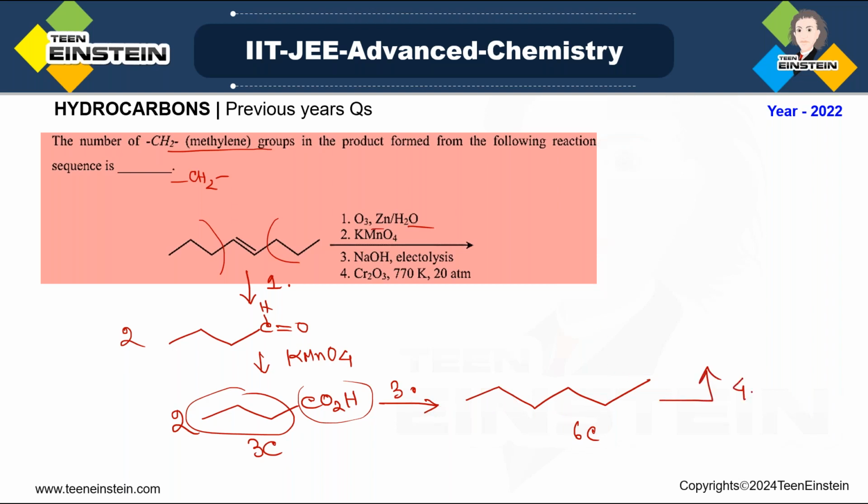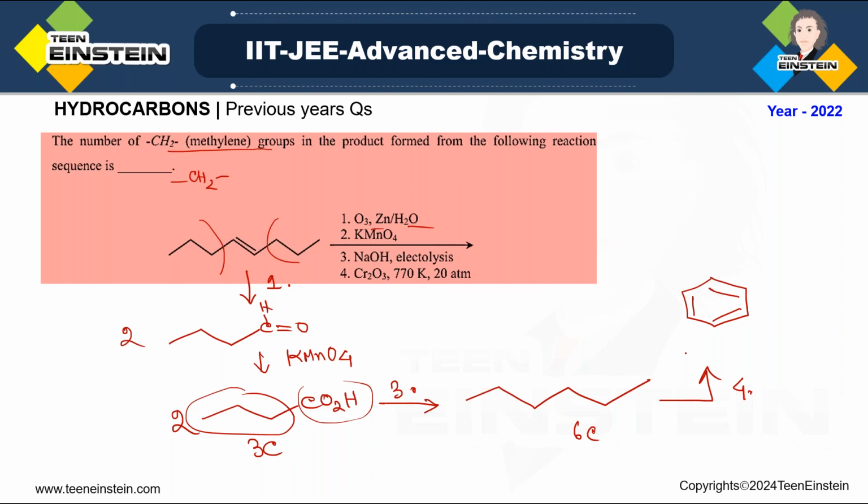Finally, if you treat it with reagent 4, Cr2O3, 770 Kelvin, which is very high temperature, and the pressure is also very high, this reaction is actually benzene formation. So total 6 carbon, so it will form a ring type of structure, and the final product is benzene. So total 4 steps we have done here.